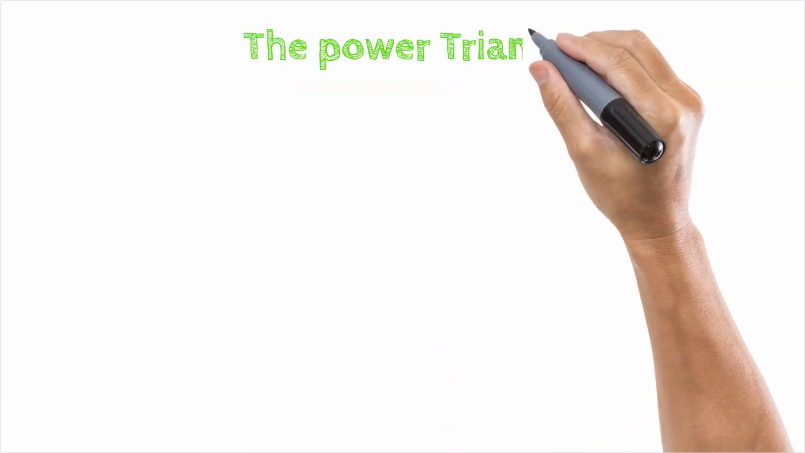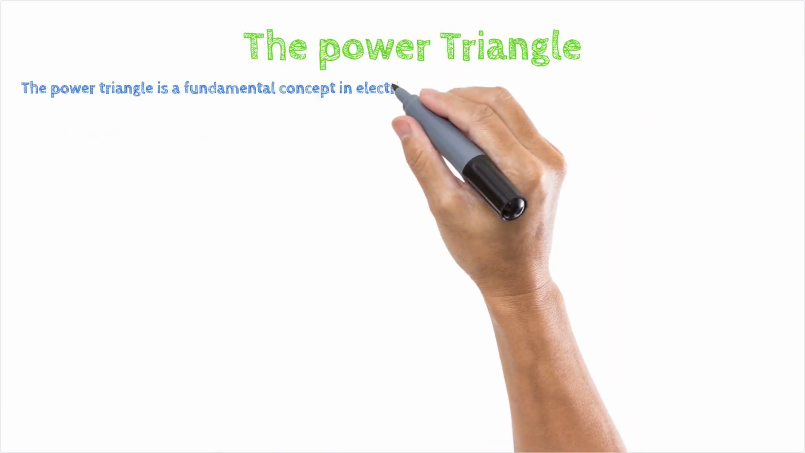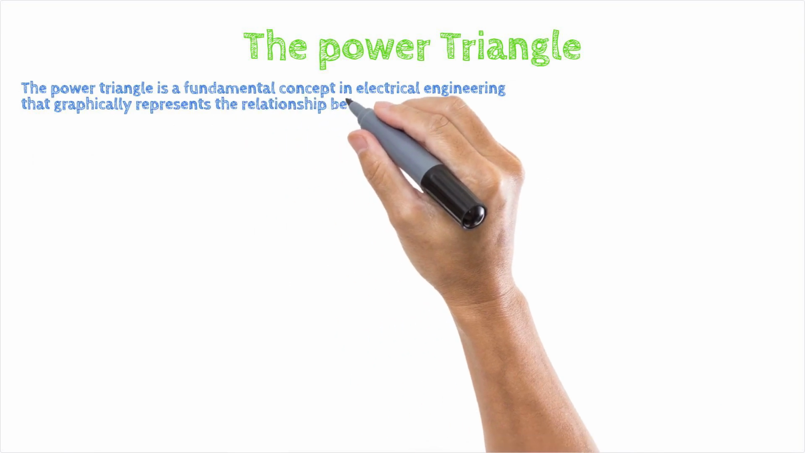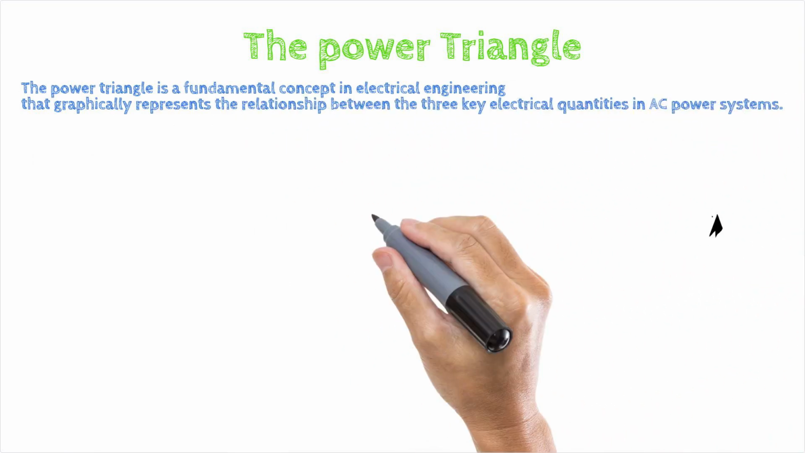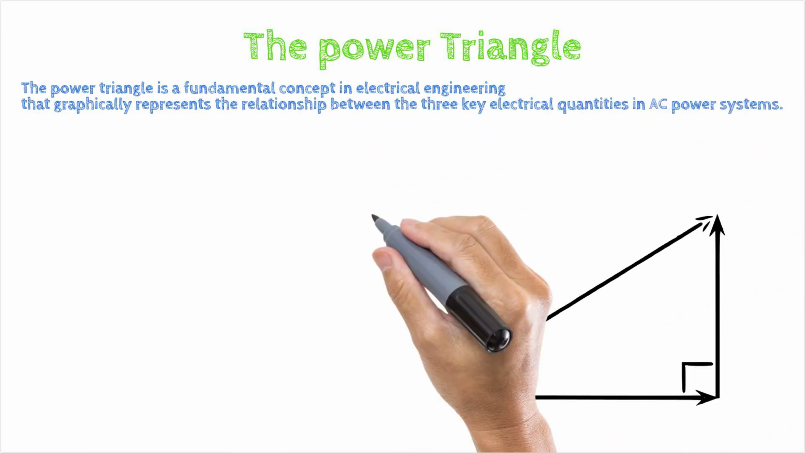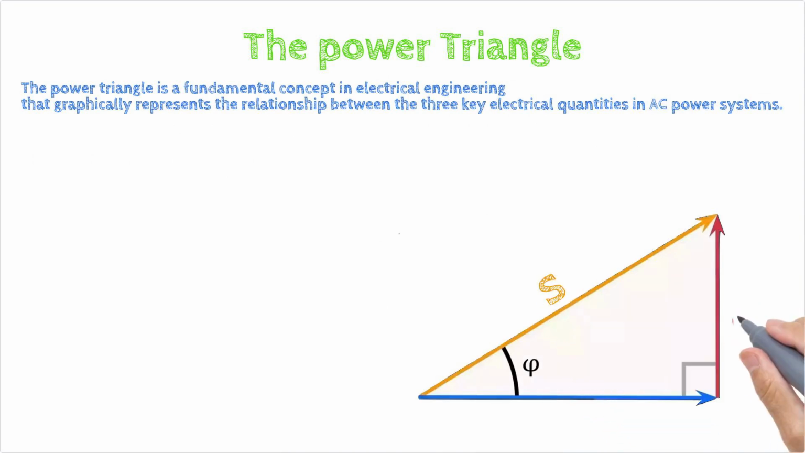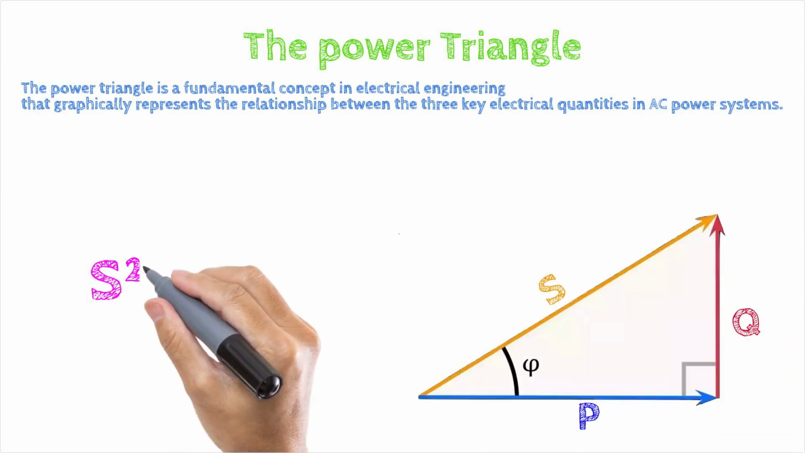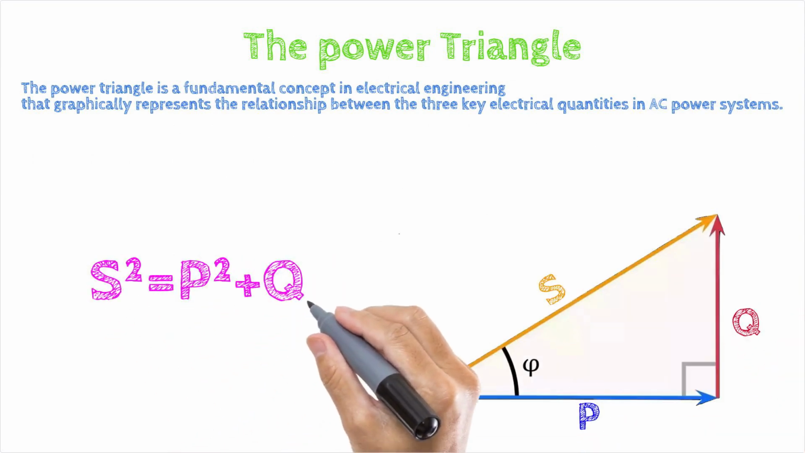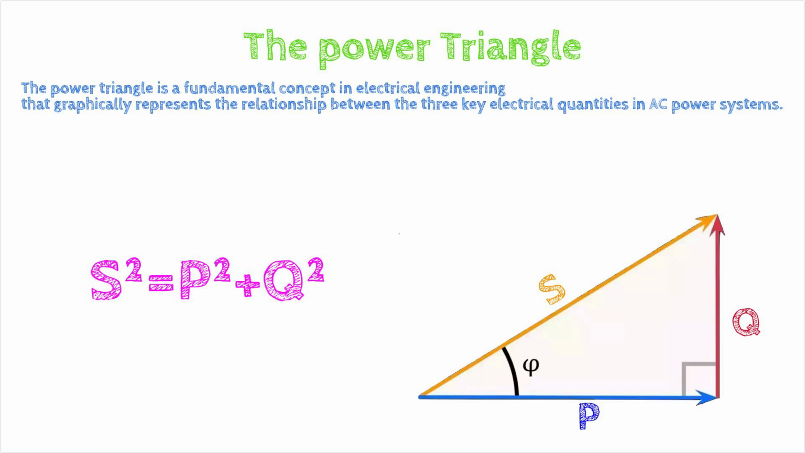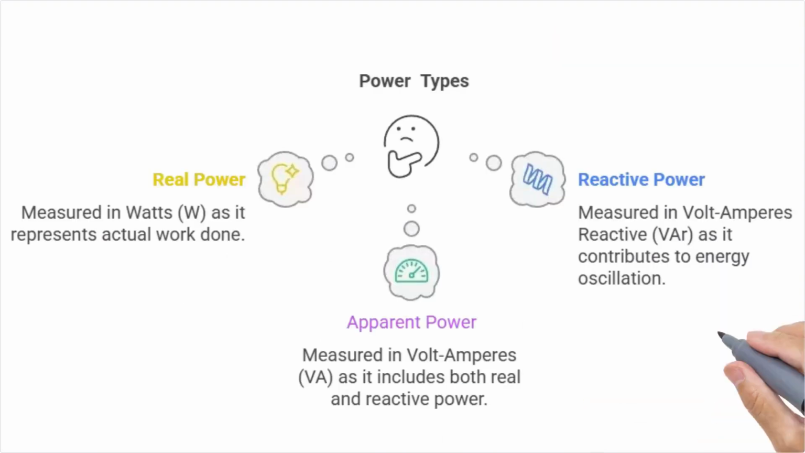Understanding power factor using the power triangle. The power triangle is a fundamental concept in electrical engineering that visually represents the relationship between the three key electrical quantities in alternating current power systems. Power factor can be understood using this triangle, which consists of: 1. Real power, measured in kilowatts. This is the useful power that performs actual work, such as running a motor or lighting a bulb.